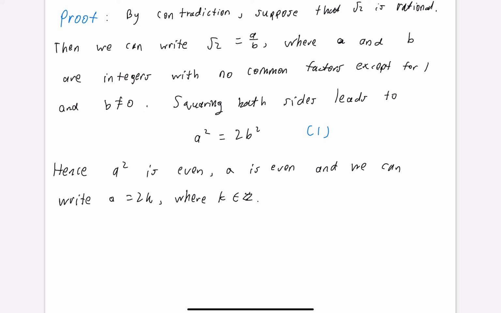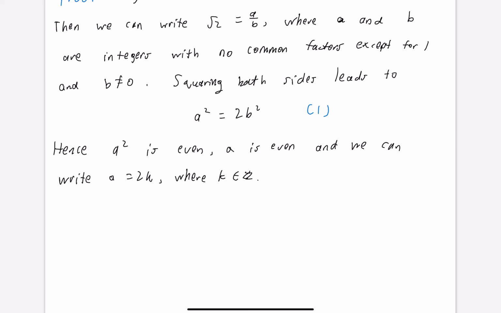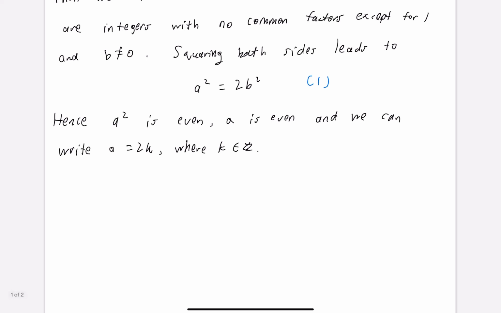Now we have that a is equal to 2k, and we have another equation, equation 1, which states that a squared is equal to 2b squared. So the only appropriate thing we can do here is substitute a is equal to 2k into equation 1 and then play around with it and see what happens. So let's do that. Let's substitute into the previous equation.